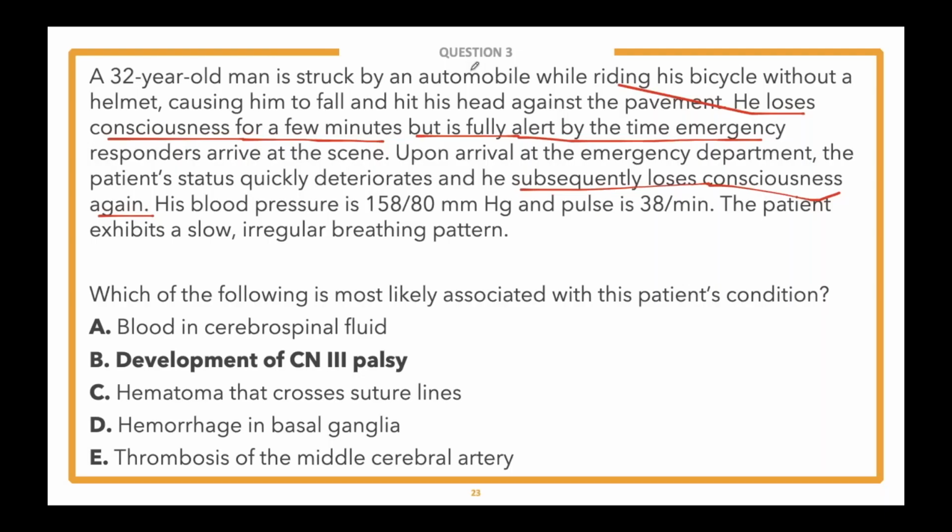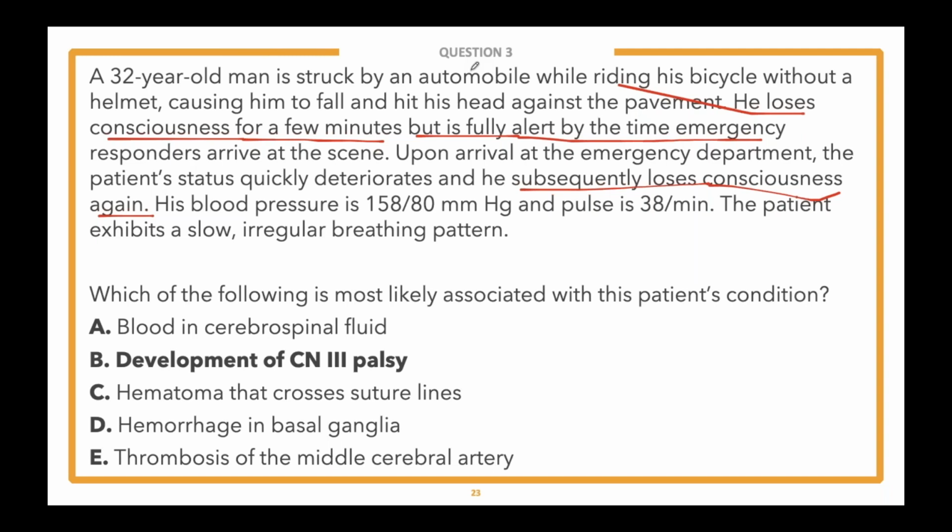So blood will accumulate between the dura and the skull, and patients suffering this injury will have that lucid interval in which they quickly regain consciousness after injury, only to deteriorate later in neurological status. And the reason why they deteriorate is because of that increase in intracranial pressure. As that intracranial pressure increases, they start to deteriorate again and lose that consciousness.